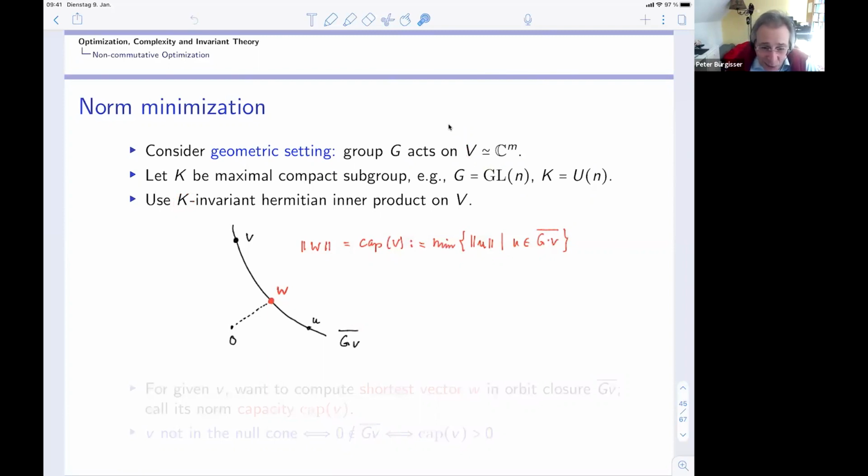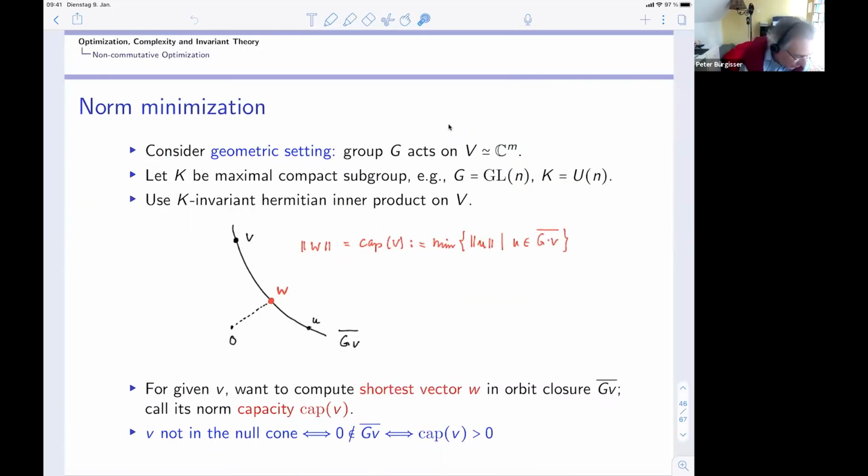So what is this norm minimization? This is my favorite naive picture. I have my vector here, and my cartoon of the orbit is just this curve. It may not be closed, but that's hard to draw. Then you look in this orbit or orbit closure for a vector W that is as close to the origin as possible in the norm coming from the Hermitian inner product. I want to compute W, or actually the group element giving me W. Here is the definition: the norm of W, which I call the capacity. So the problem is this: for a given vector, I want to compute the shortest vector in the orbit closure. Of course, I can only do it approximately, but I don't formally state this.